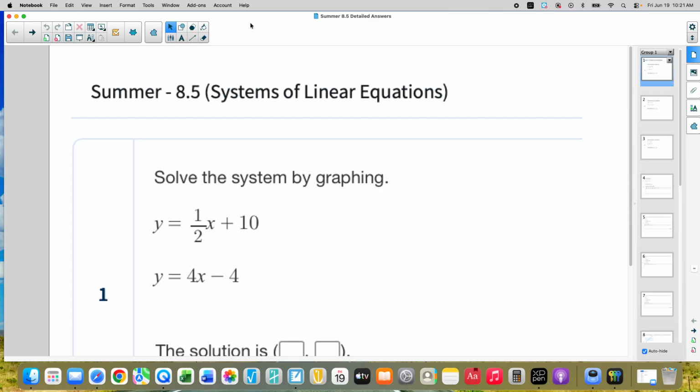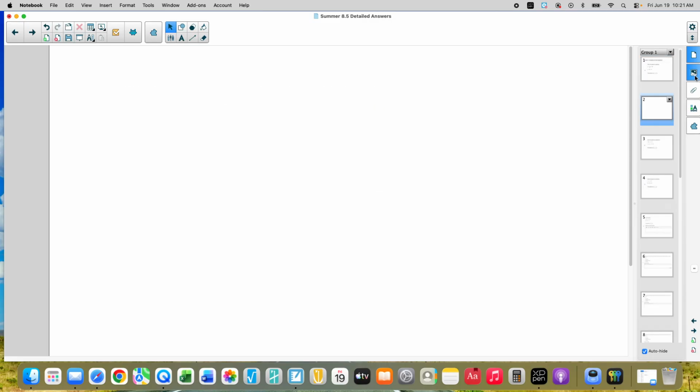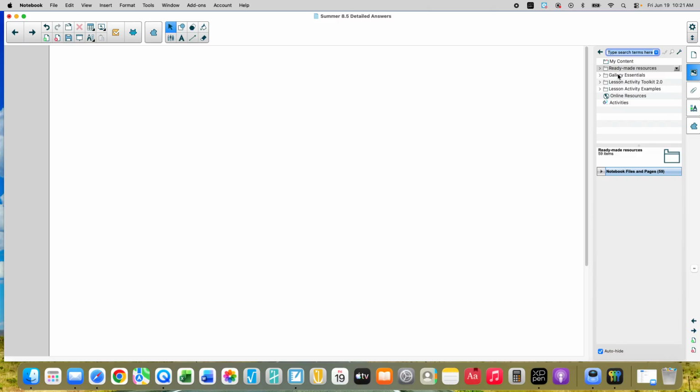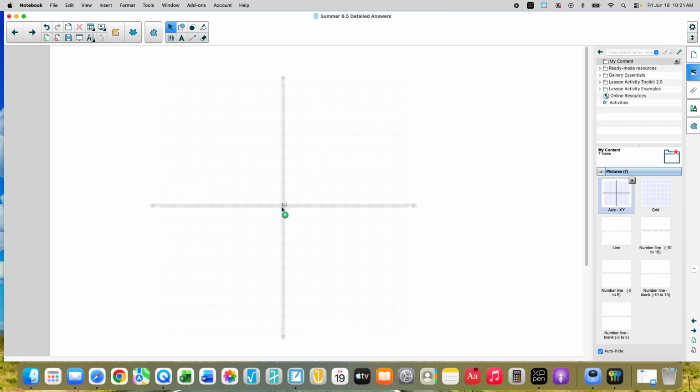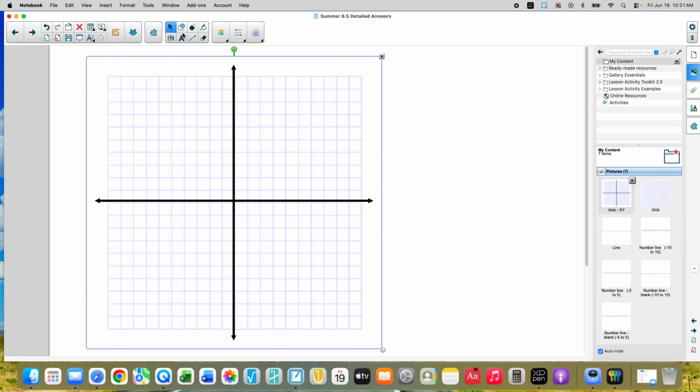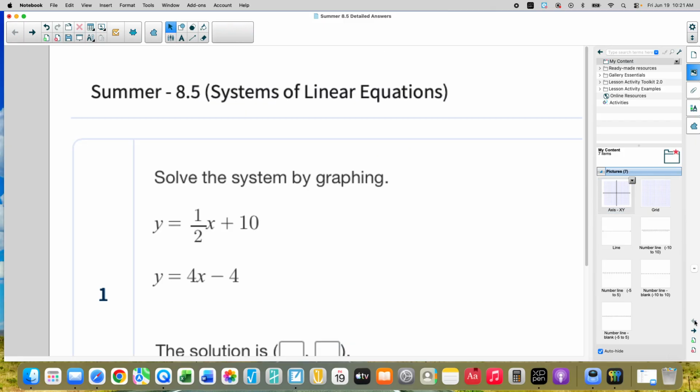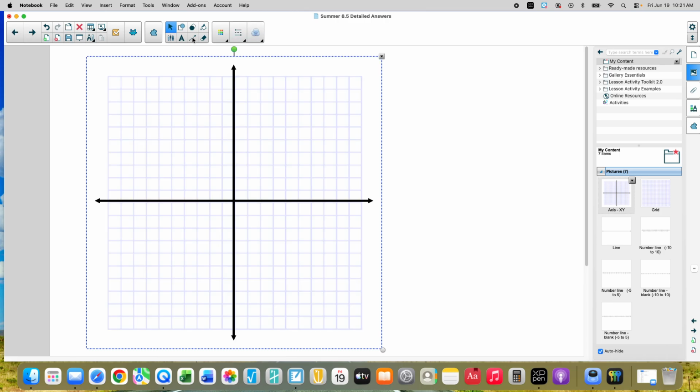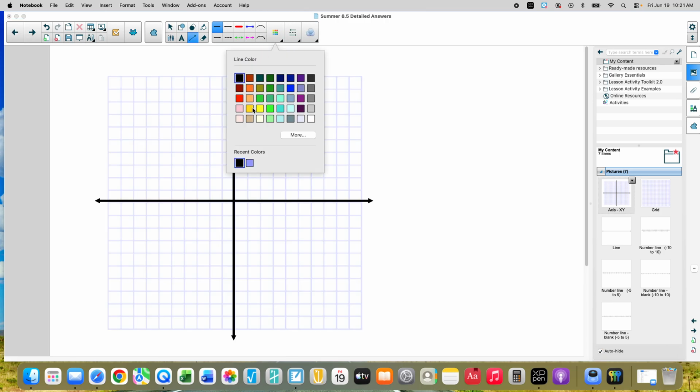Solving systems. Systems involves two linear equations. So you have two lines, and they are given in some type of format. These both are given in slope-intercept form. And if we graph those, you get this type of situation.